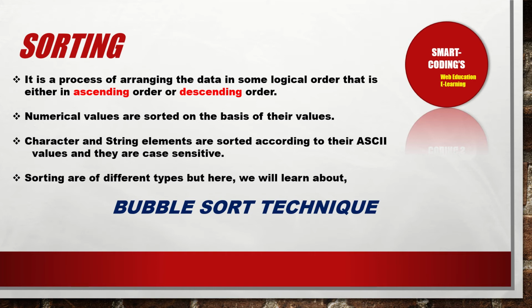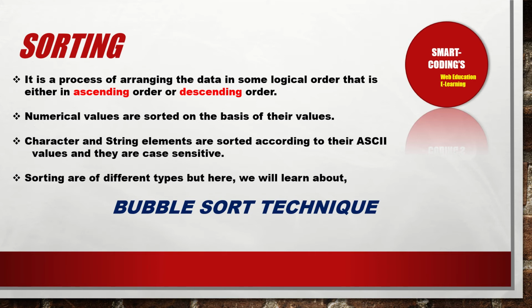So without saying much, I want to start with the topic of sorting. Sorting is basically arrangement of data in some logical order, that is ascending order or descending order. Numerical values are sorted according to their values, that is whether it is bigger or smaller, and based on what type of sorting you want to do, ascending or descending. In case of character and string elements, they are sorted according to their ASCII code values, and they are case sensitive. Students, these are the few points regarding sorting.